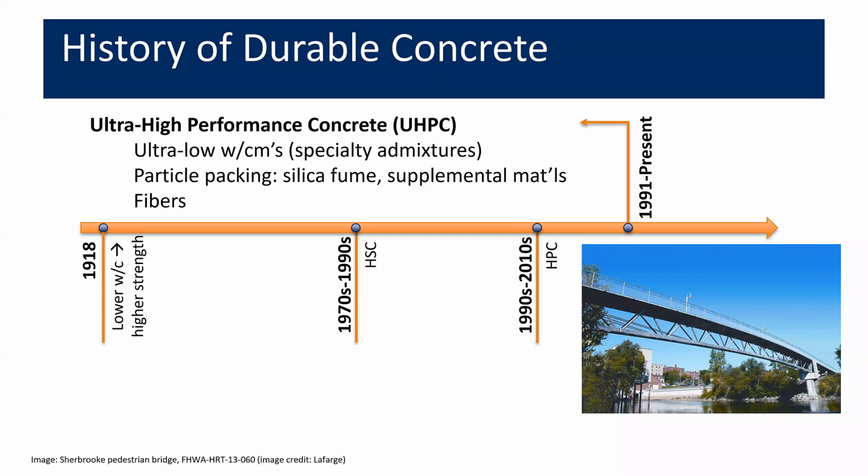So then the next step along this process is really the development of now ultra high performance concrete. What we're doing here is getting an ultra low water cement ratio, again through high dosages of superplasticizer. The elimination of coarse aggregate from the mix, as well as the introduction of supplemental materials, allowed for a focus on particle packing.